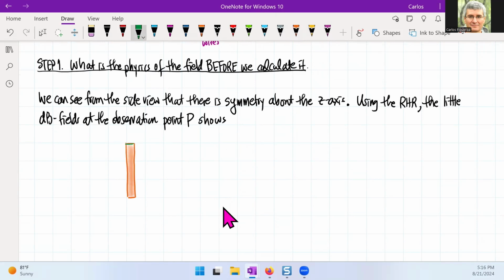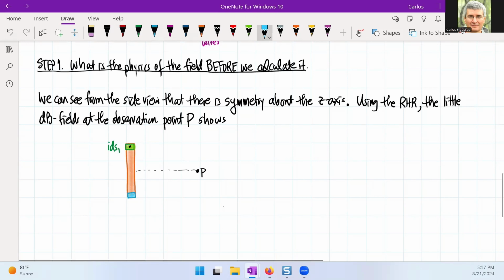Now I know that I have a little piece of wire right here. And I know that at this point, the current is coming out, and I'm going to call that IDS1. So if this is my axis, the z-axis, and this is my point P here, we could pick a symmetric point right here, where the current in this case is going into, which I'll call IDS2. So if I start looking at the displacement vectors, you can see that I'm going to have a displacement vector here.